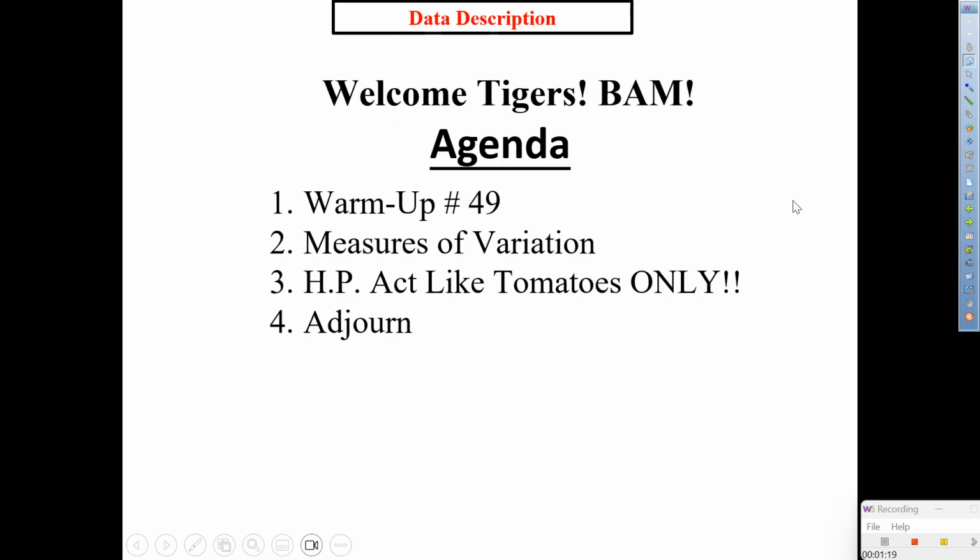Copy the agenda, please. Warm-up number 49, measures of variation. Then we act like tomatoes, even though I did leave lesson plans for the sub. Today was supposed to be a day that I didn't leave you any homework. But let's see how the lesson goes. If we get it, then we're done. If not, I might leave you some practice, but I think we got it. It's fairly straightforward. So once again, warm-up number 49, measures of variation. Today we finalize this portion, and then we act like tomatoes.